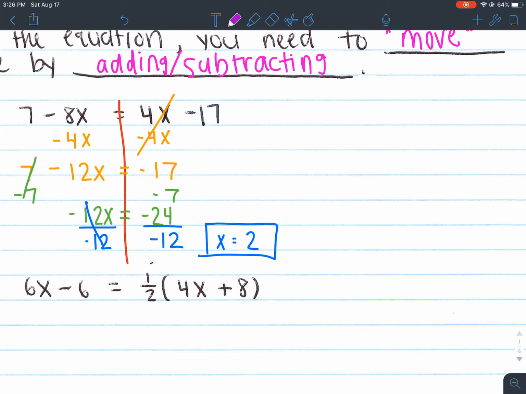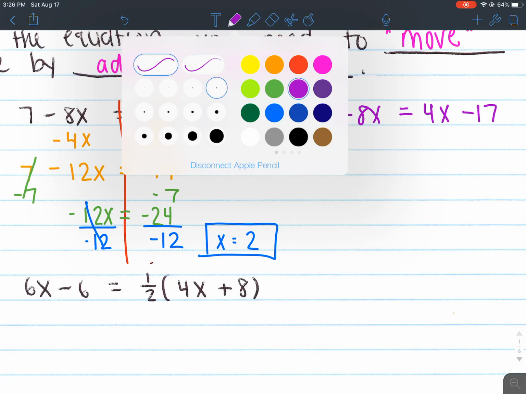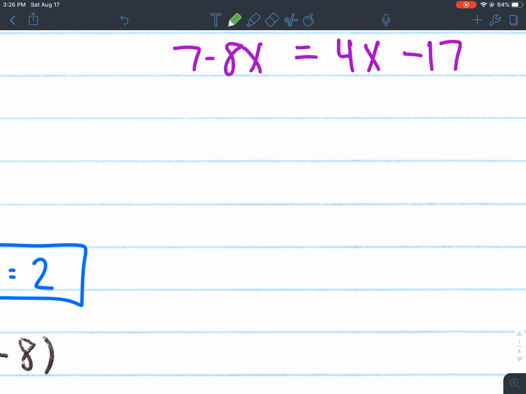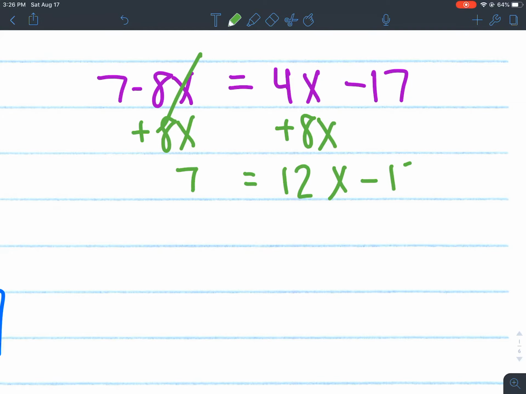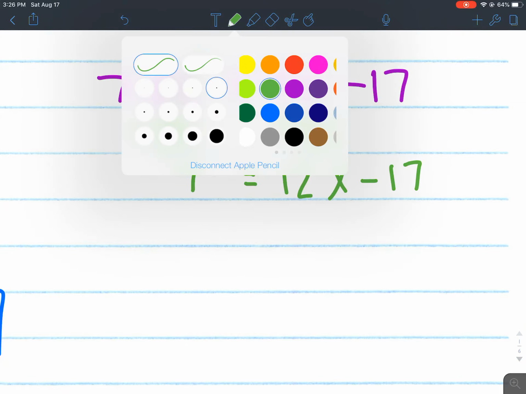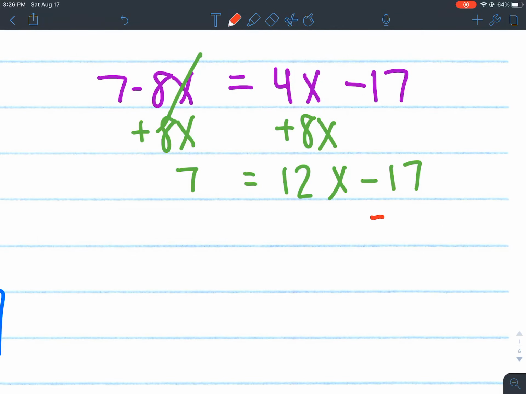Now, if you decided to do it differently, let's see if we get something different, if I did something else at the beginning instead. So at the beginning, I decided to subtract 4x from both sides. Well, you're like, well, what if I decided to add 8x to both sides? Would my answer change? Well, let's check. So if we added 8x to both sides, what would happen? All right, so we have 7 equals 12x minus 17. I need x by itself, so I'm going to go ahead and add 17 to both sides.